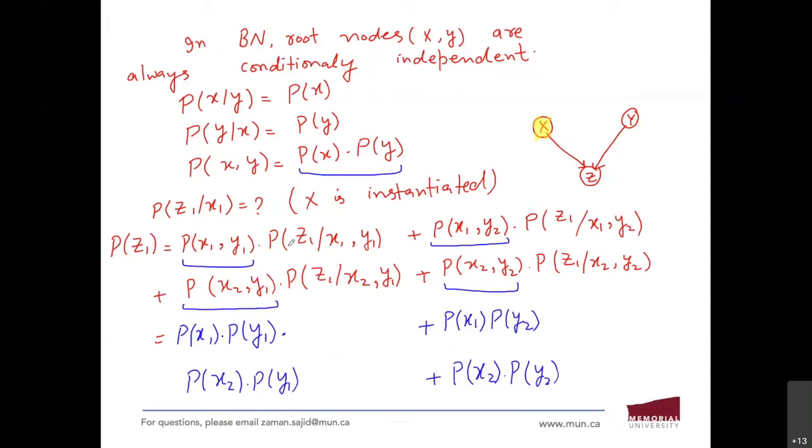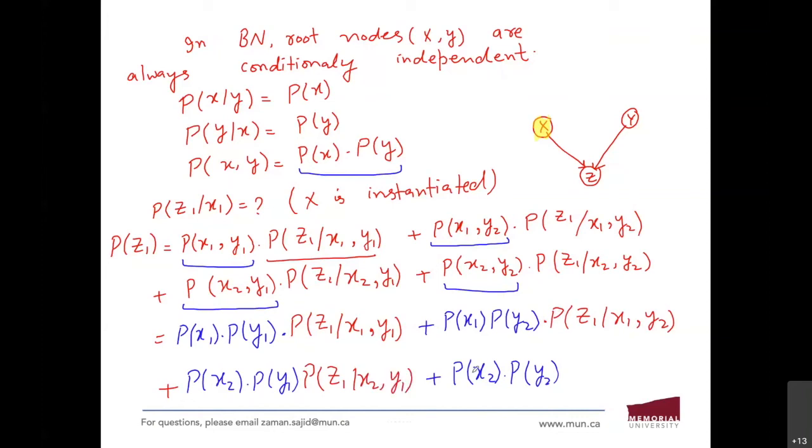Now this blue term is gone. This is the term that we need to write down. That will be multiplied by the probability of Z1 given X1 and Y1, plus this term is the product times this term here. It will be the probability of Z1 given X1, Y2, plus the product of these two probabilities, which is in blue, and then we have this term here, the probability of Z1 given X2 and Y1, plus the product of these two probabilities times the last term here. That should be multiplied by the probability of Z1 given X2 and Y2.